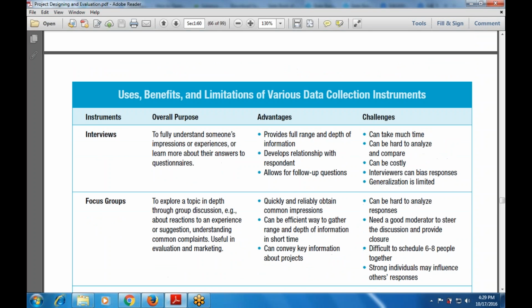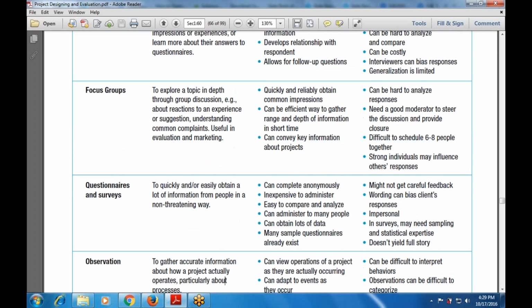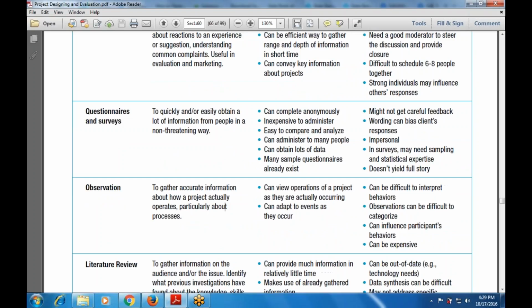So till now we have done the interviews, the focus groups, the questionnaire and the observation. Just think about one thing and read this one. If there is any doubt, then please clarify the doubts.